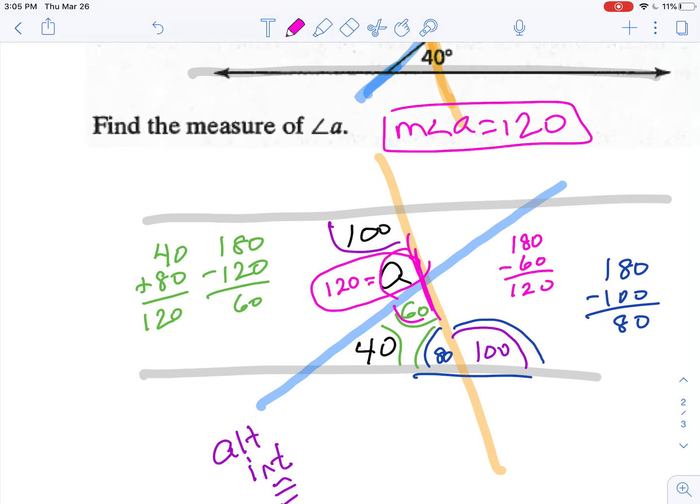You can do a lot more than that. You can do it a lot of different ways. But that is probably the most simple way to do this problem.